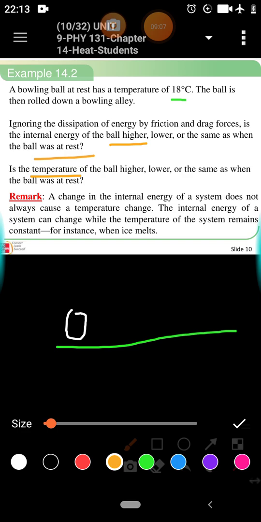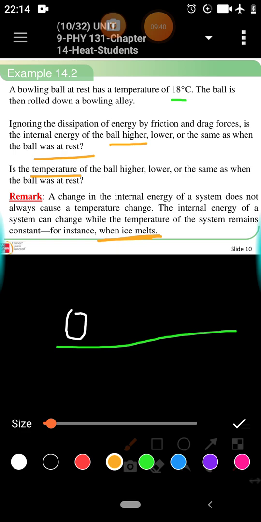So here they say a remark: a change in internal energy of a system does not always cause a temperature change. The internal energy of a system can change while the temperature of the system remains constant. For instance, when ice melts, this is actually a phase transition where the ice changes from solid to liquid. It is still 0 degrees, still maintained at 0 degrees, yet there's a change of its state.